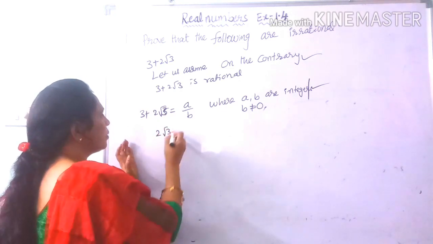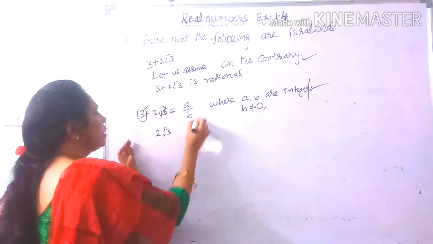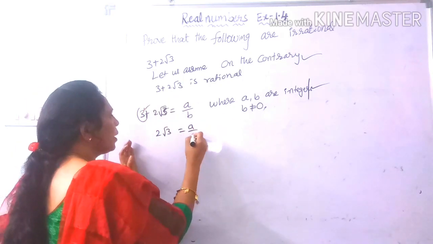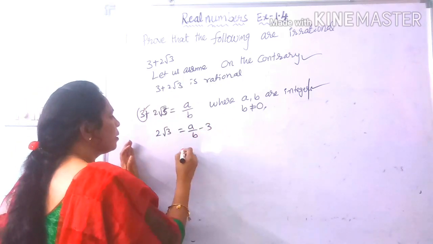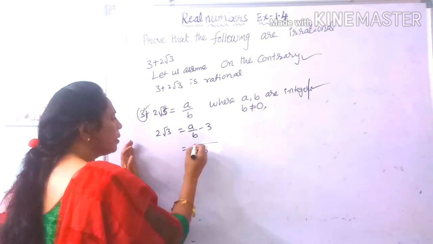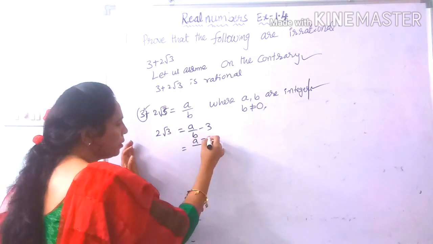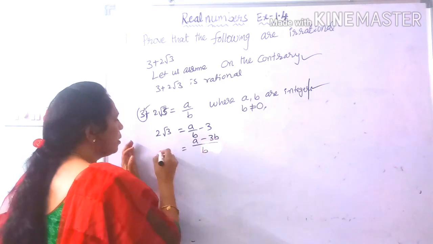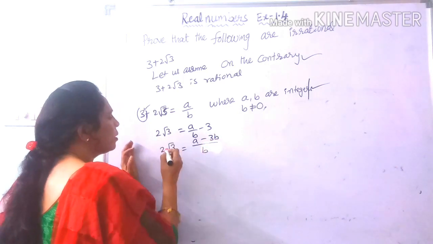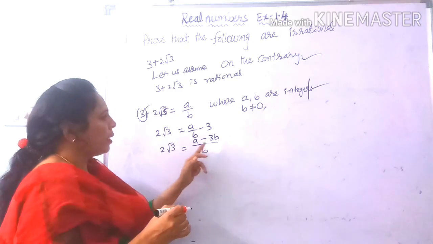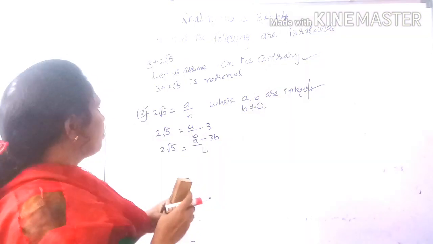On the LHS, I am sending this 3 to the RHS. So a by b minus 3. So b is the LCM, a minus cross multiplication b into 3, 3b. 2 root 3 is equal to a minus 3b by b.